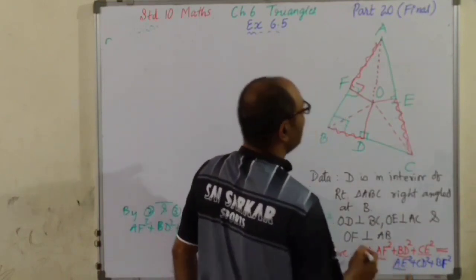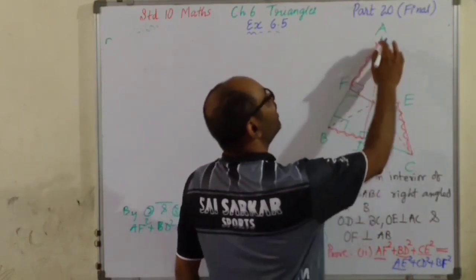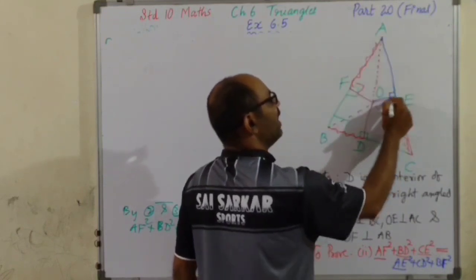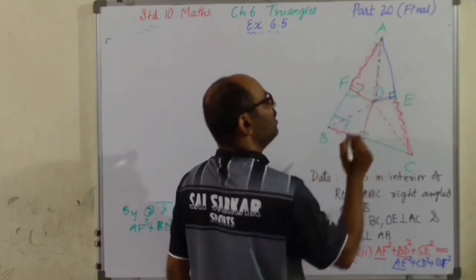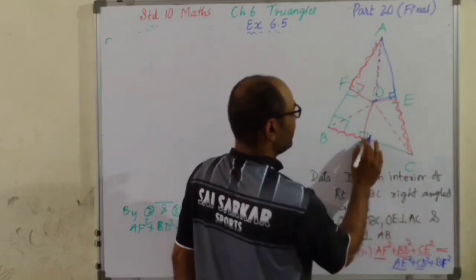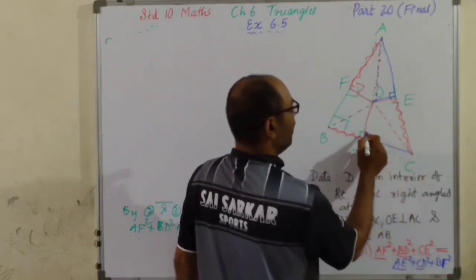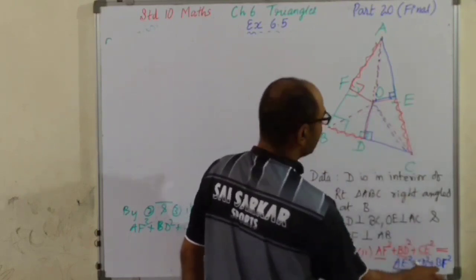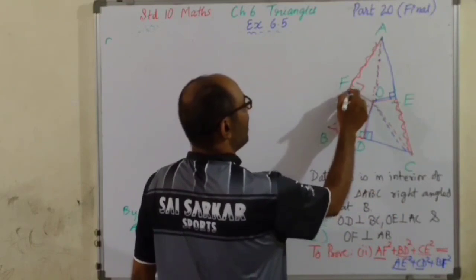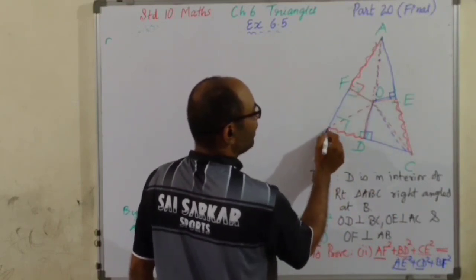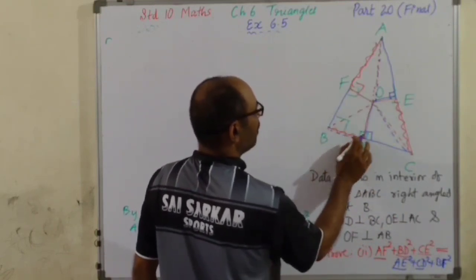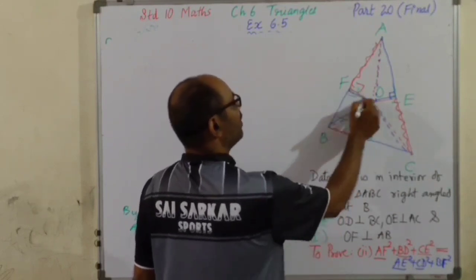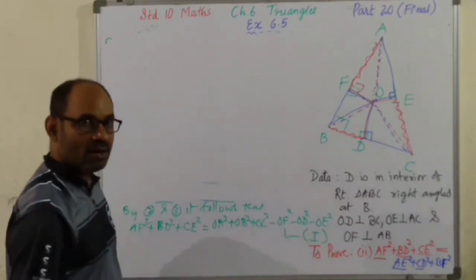Look now, where is AE? It's here, AE, right angled at E. So this and this, the third side. Then CD, CD is this, right angled at D. So this is the second side and this is the third side. Third, BF, this is BF, right angled at F, and this is the third side. Is that clear? All right.